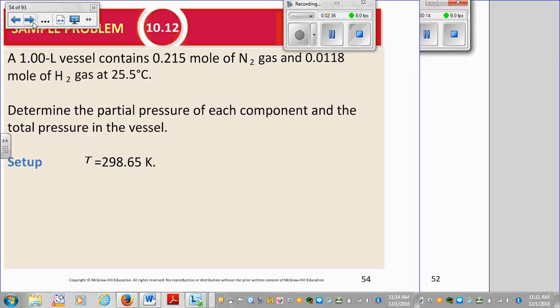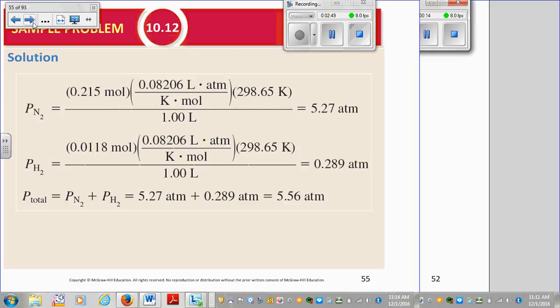So we know what n is, we know what R is, we know what T is, and we know what V is for each of the gases. So for the nitrogen, it was 0.215 moles. You do the math and you get 5.27 atmospheres. For the hydrogen, it's 0.0188 moles. You get 0.289 atmospheres. The total pressure, you add them together, 5.56 atmospheres.